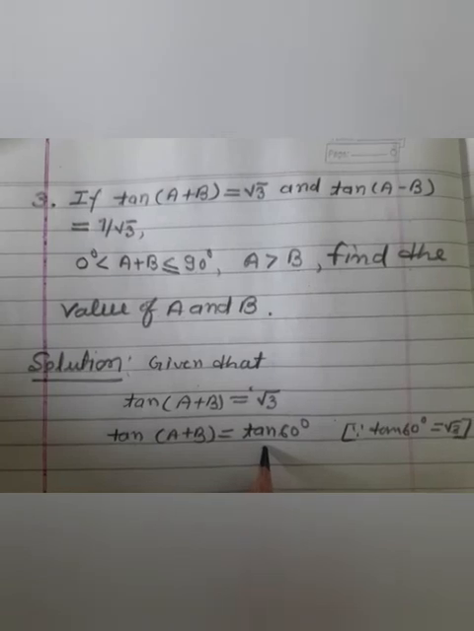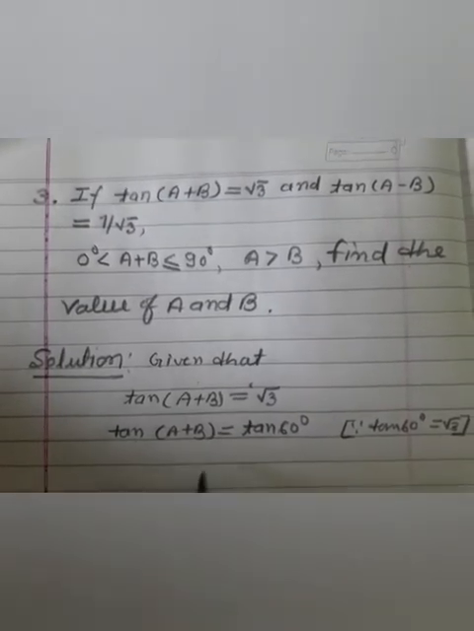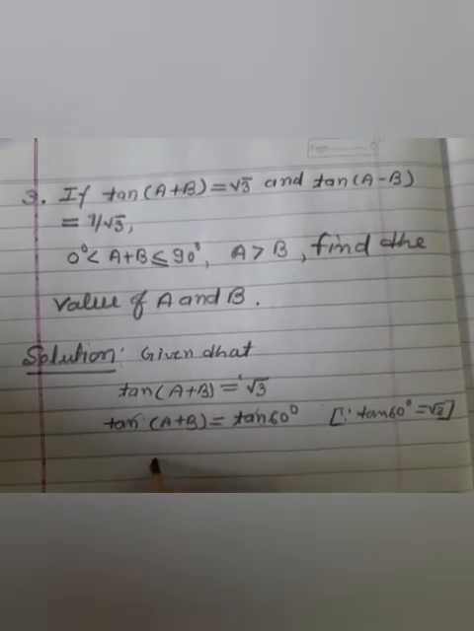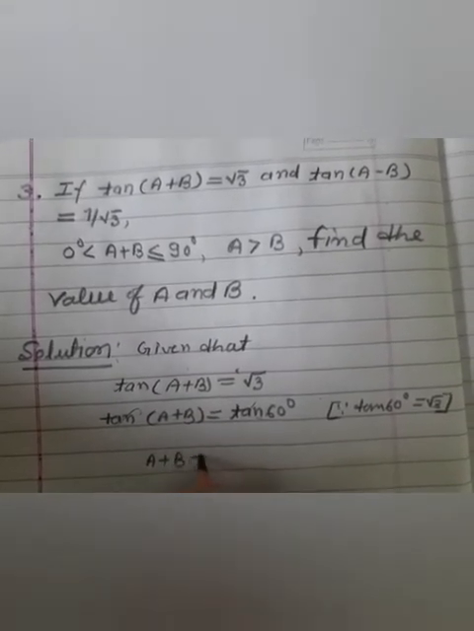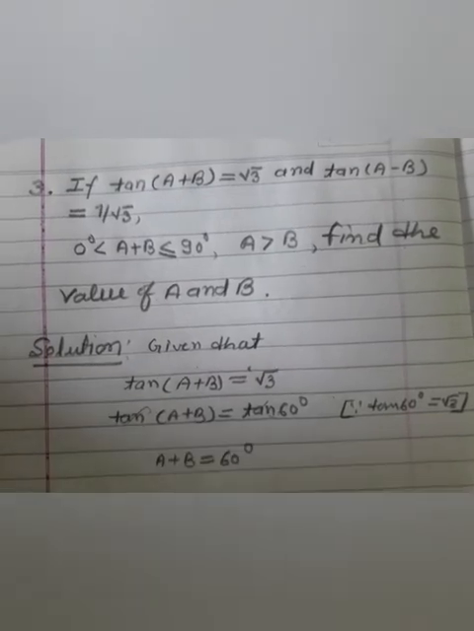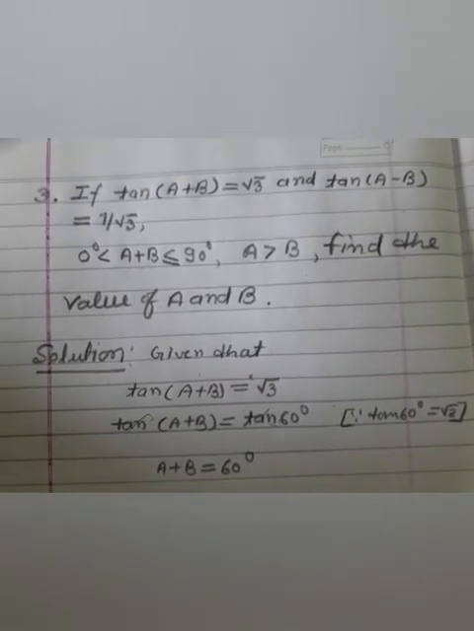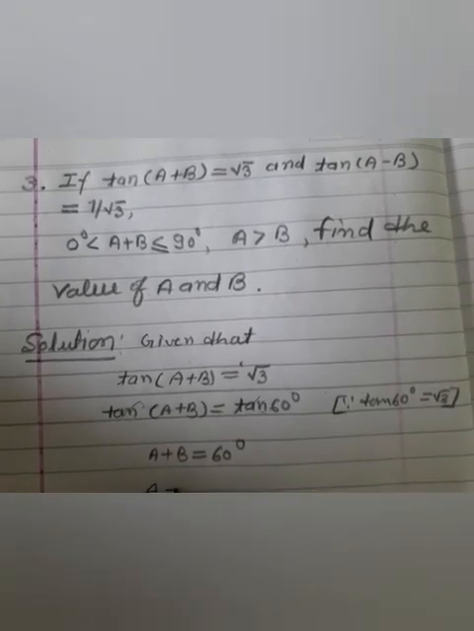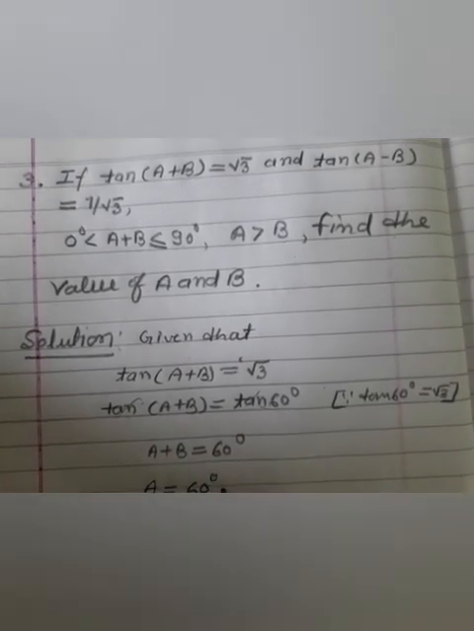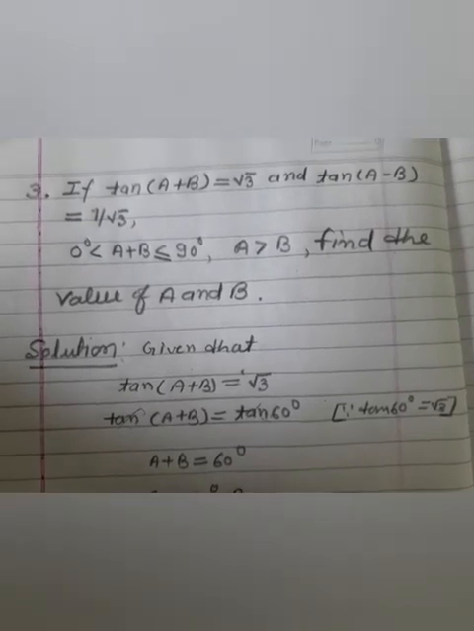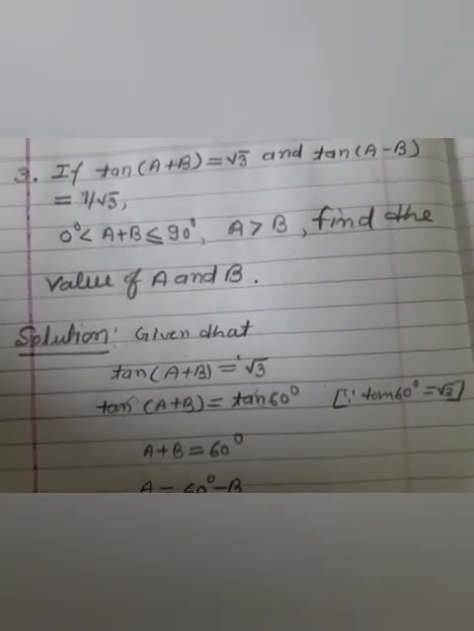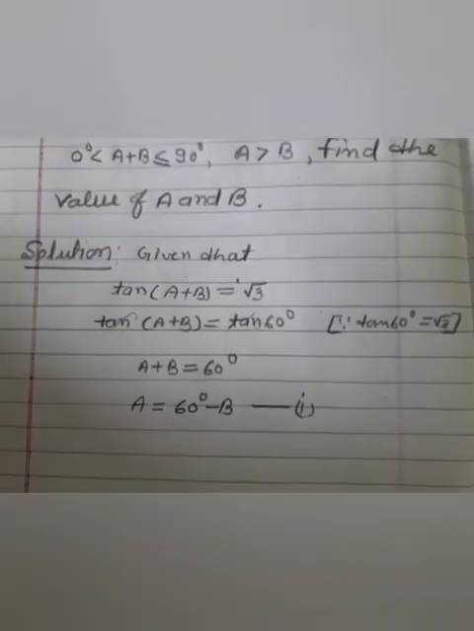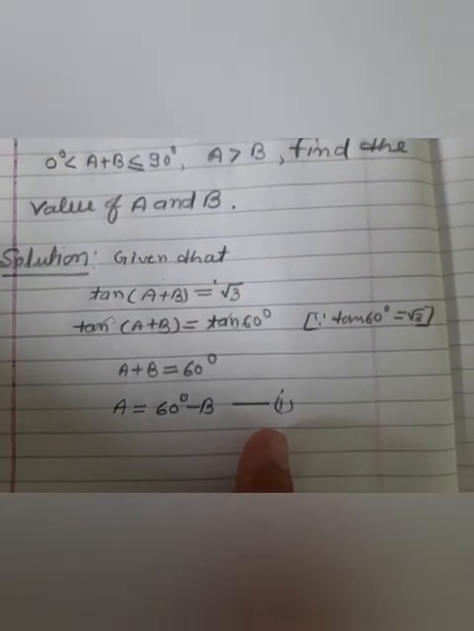Tan 60 degree. Clear? Now this one is right. Tan is tan. So let A plus B is equal to 60 degree. Clear? Tan A plus B is equal to 60 degree. So A is equal to 60 degree minus B. 60 degree minus B. This one is the right, now equation first.